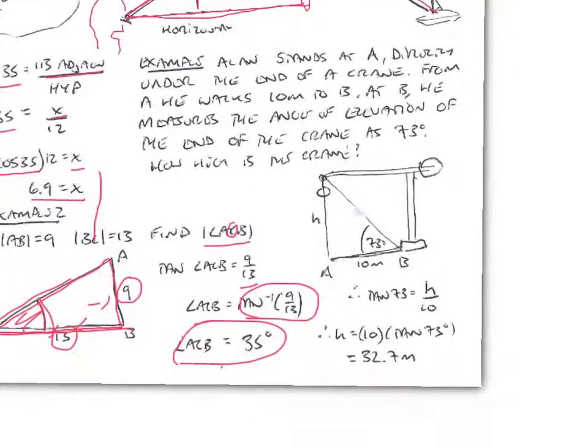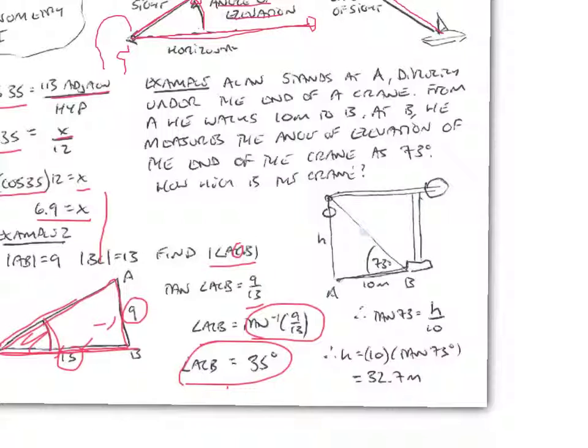Now, here's an example. Alan stands at A, directly under the end of a crane. Here's our crane. From A, he walks 10 meters to B. At B, he measures the angle of elevation up to the end of the crane. So we imagine that he's looking up. It doesn't have to always be looking, but that's the angle of elevation from this horizontal upwards to the crane, and he measures that at 73 degrees. How high is the crane?